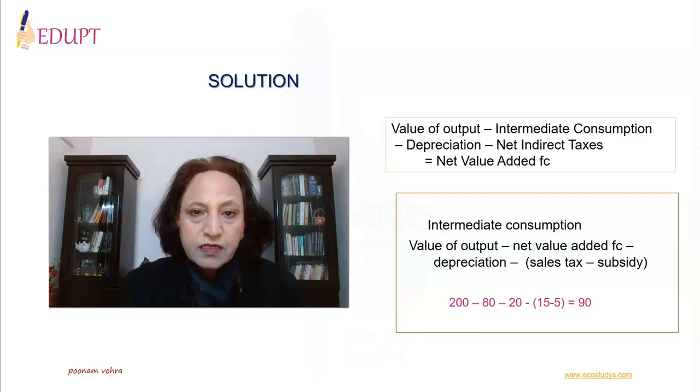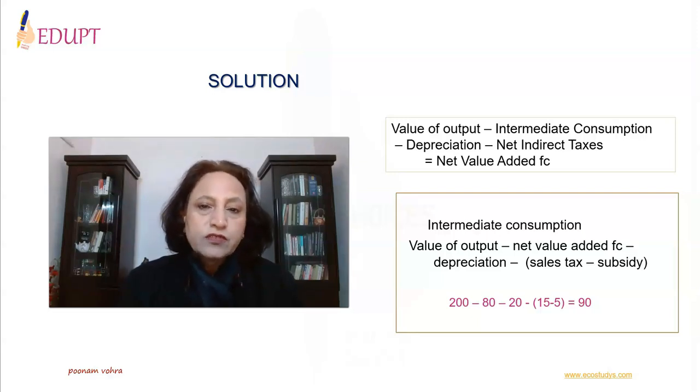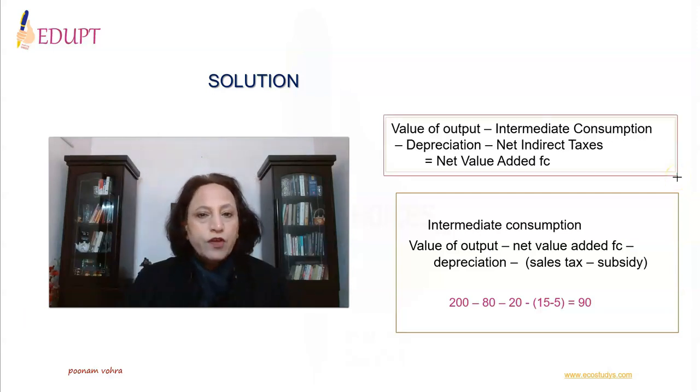Now check your answer. We need to first write down the formula, and the formula is value of output minus intermediate consumption minus depreciation minus net indirect taxes to get net value added at factor cost. Now in this question, net value added at factor cost is given. So we need to include that. Intermediate consumption is not given, which is to be found, though that has to be kept out of the equation.